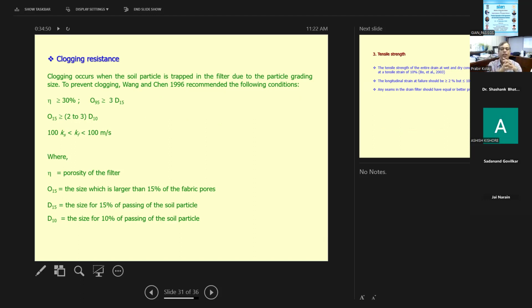There are a few criteria you need to check so that you can avoid the clogging. Okay? So these are the recommendations given by Wang and Chen 1996. I have just taken them from that paper.